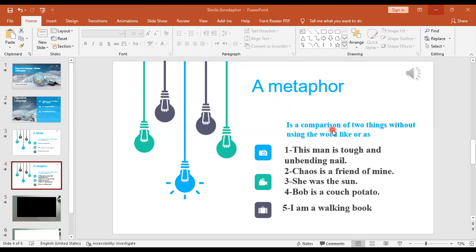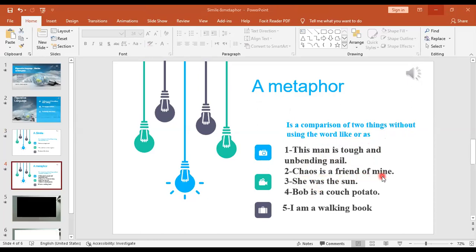Here, the metaphor is a comparison of two things without using the word like or as. Again, it is a comparison of two things without using the word like or as. This man is tough and unbending nail. Look, unbending nail. I compare this man with an unbending nail.